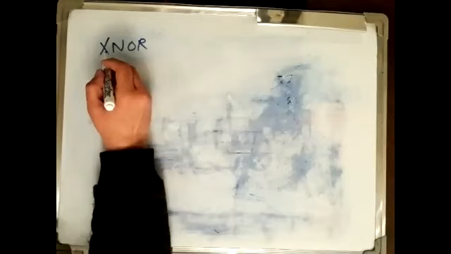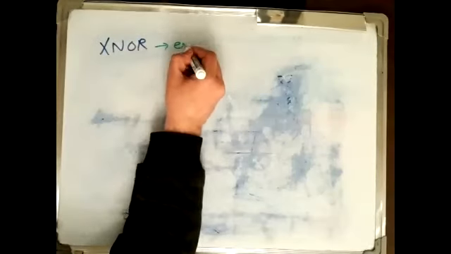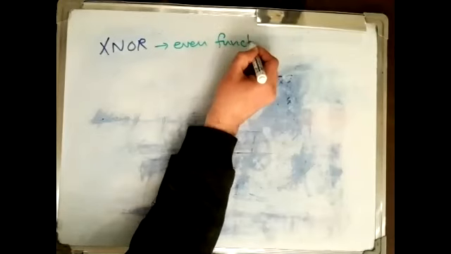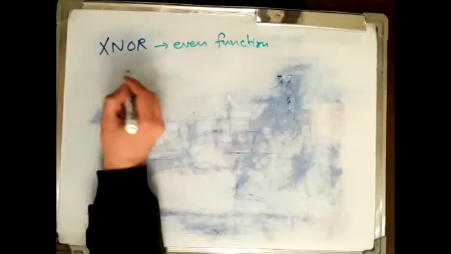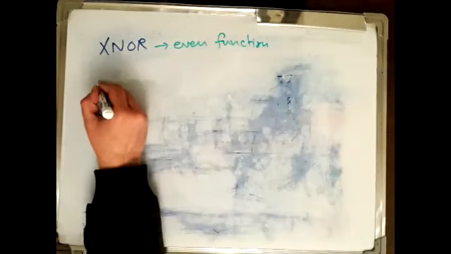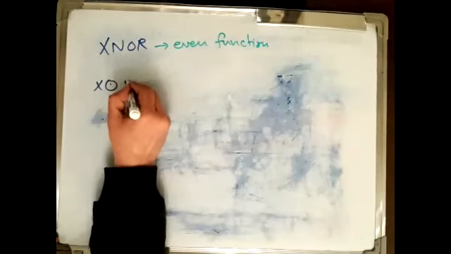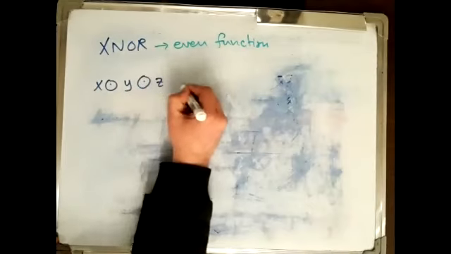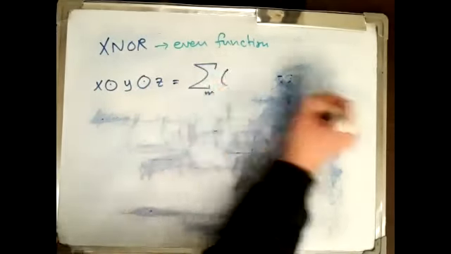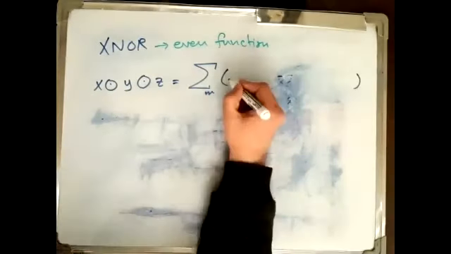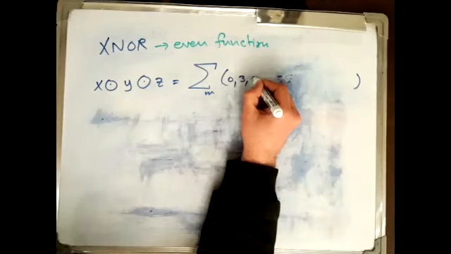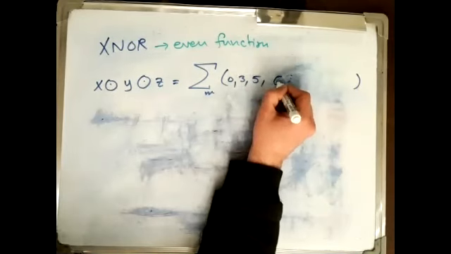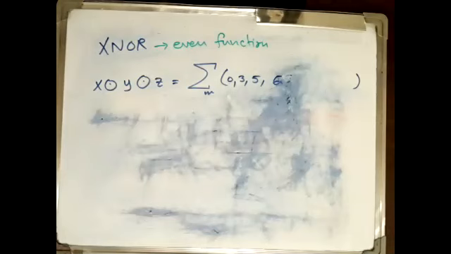All right. So, if the XOR is an odd function, then the XNOR is basically an even function. In other words, if I ask you, what are the minterms for X XNOR Y XNOR Z? The minterms will be the inputs which have even number of ones, which are 0, 3, 5, and 6.